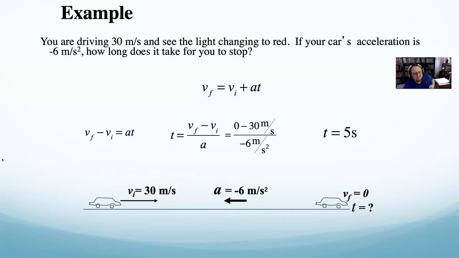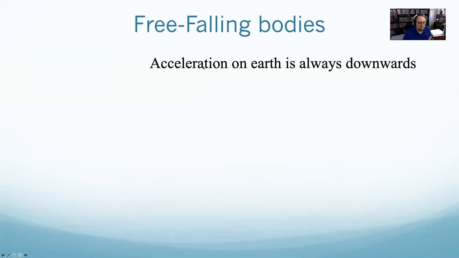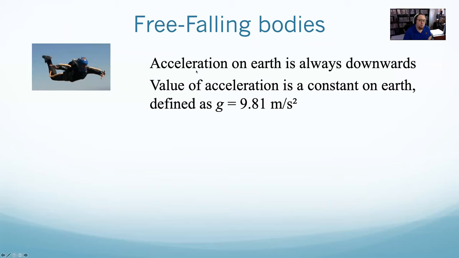If something is in the air, it's going to get affected by gravity. Right? Acceleration on Earth is always downward due to gravity. If you're up in the air, you're going to accelerate down. Anytime you are on Earth, if you're standing on the ground, there's no acceleration because you're standing on the ground. But if you're not on the ground, there will be a force trying to pull you down, causing an acceleration of 9.81 meters per second squared.